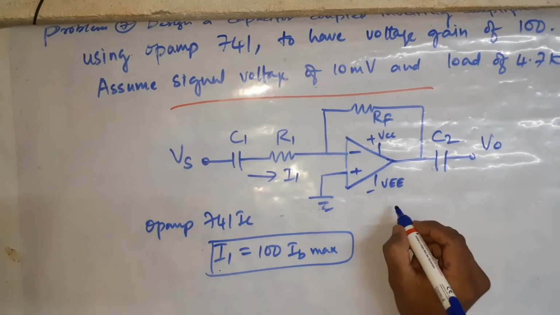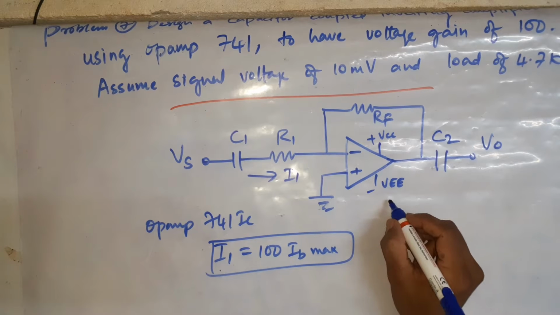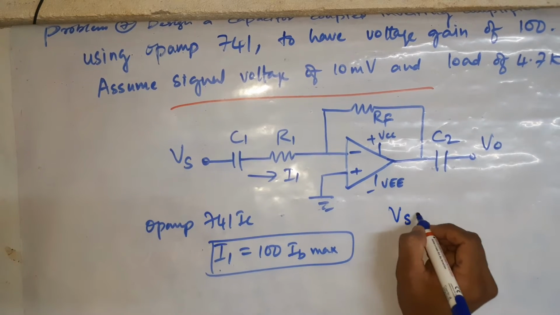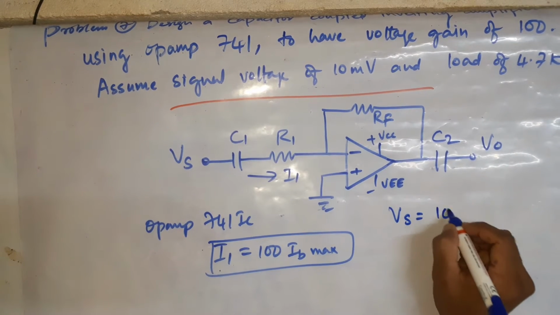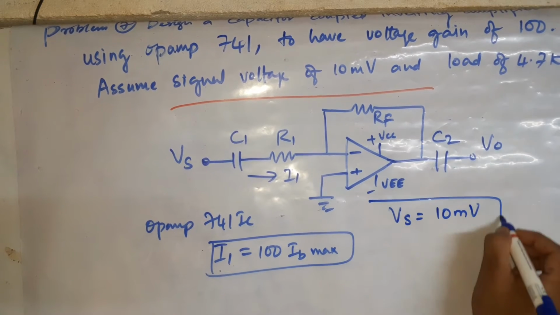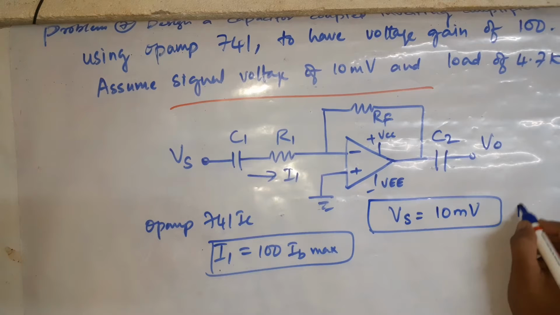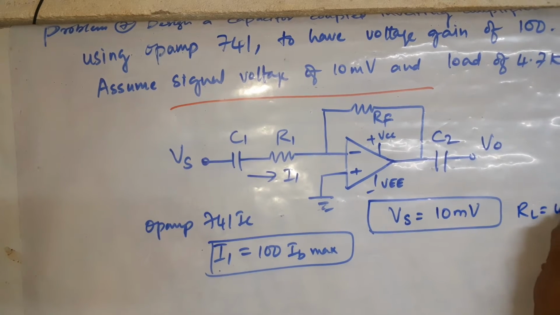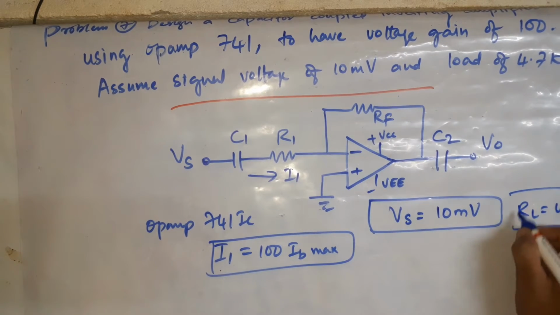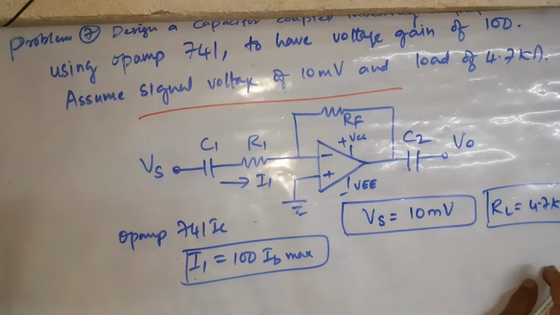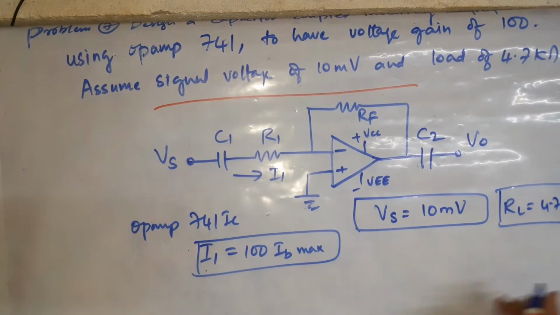We have been given what? Supply voltage Vs. Vs is given how much? 10 millivolt. 10 millivolt input is given. RL, 4.7 kilo ohm, is given. Right? Okay.